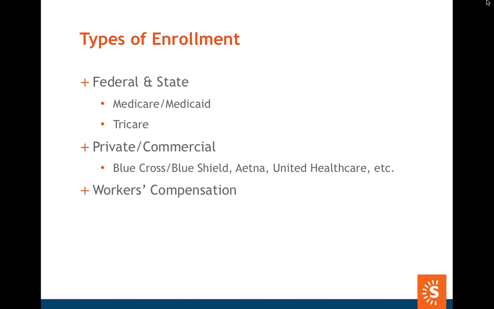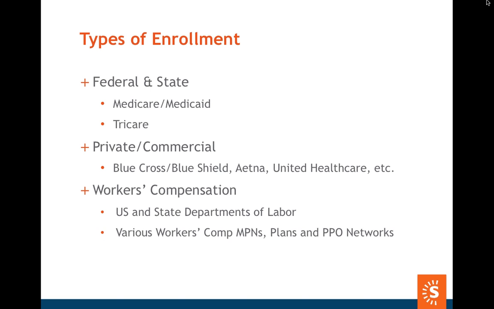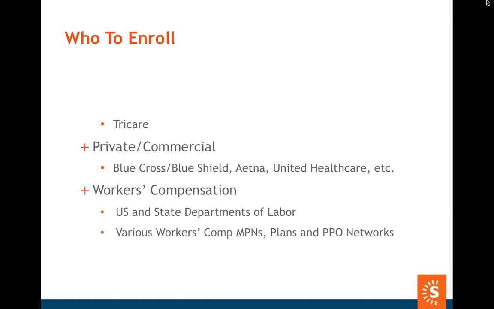In addition to, there are a lot of local area, regional type health plans included in the private and commercial area. There's also workers' compensation, which can include United States Department of Labor and United States and state departments of labor and industries. And then also there are a variety of workers' comp MPNs, which stands for Medical Provider Network. There are a number of individual carriers and PPO networks that also participate in workers' compensation.